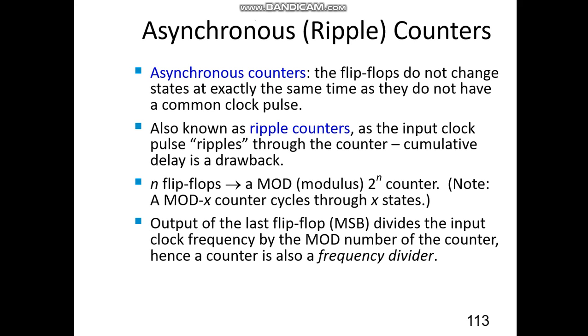In an asynchronous counter, the flip-flops do not change state at exactly the same time, as they do not have a common clock pulse. It is also known as a ripple counter, as the input clock pulse ripples through the counter. So cumulative delay is a drawback.